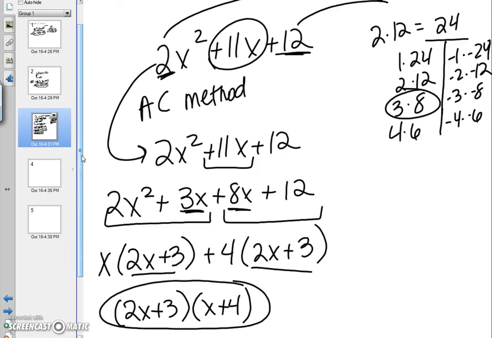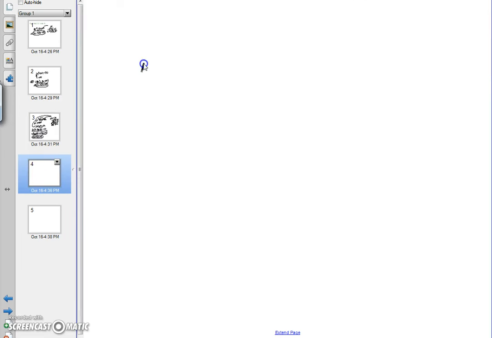Let's try another one. So we do the same thing again. We use the AC method to factor when A is not 1. But first we see, do 4x squared minus 4x minus 3, do the numbers have anything in common? Do the variables have anything in common to factor out? No. So we jump straight into the AC method.